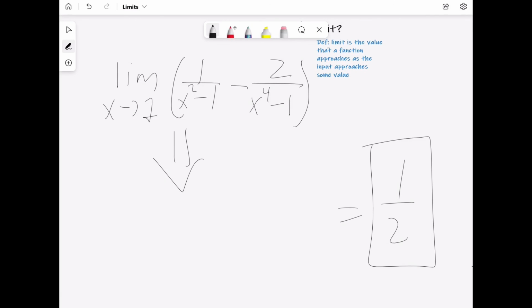Solving limits, you just have to get the hang of it at first, alright? Later on, we'll do harder problems. I guess that's enough problems. The answer is 1 over 2.